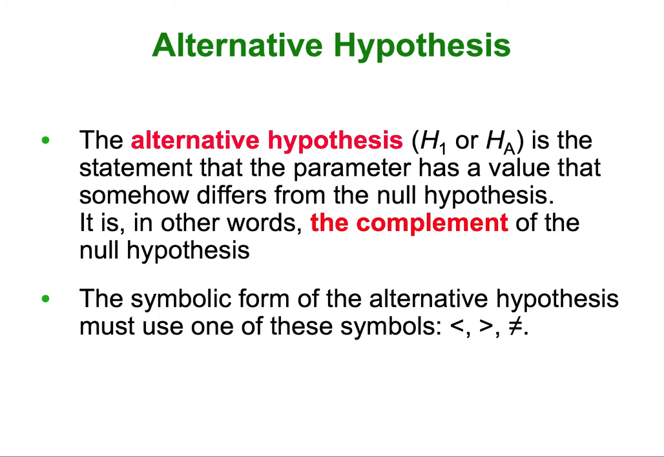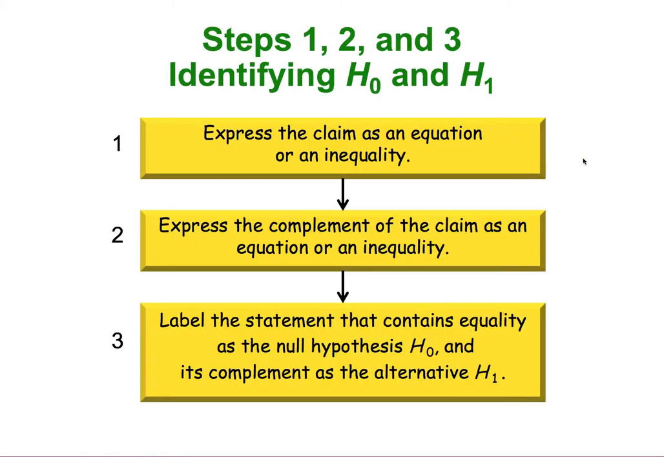just not equal to. So our first three steps in a hypothesis test is to express the claim as an equation or an inequality. Then step 2 is to express the complement of the claim as an equation or an inequality, and then we label the statement that contains equality the null hypothesis, and we label its complement as the alternative.